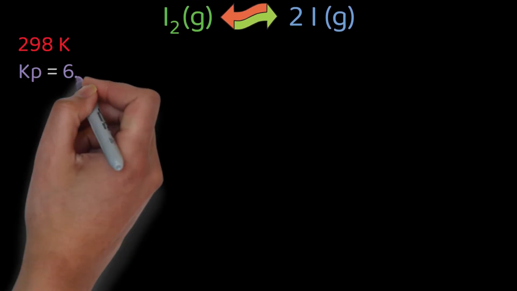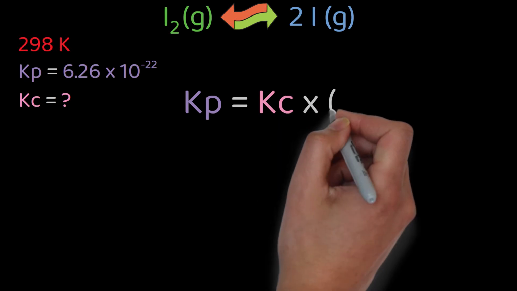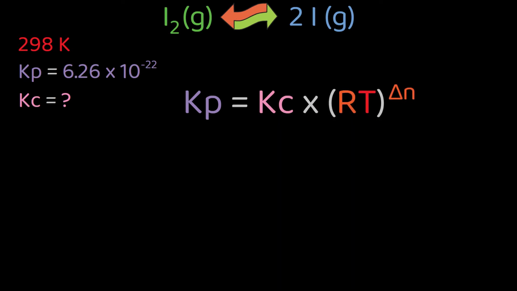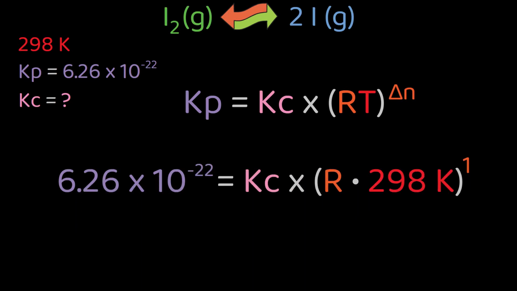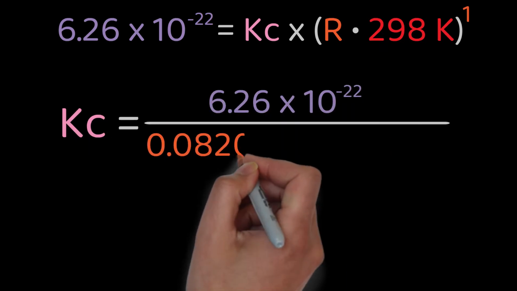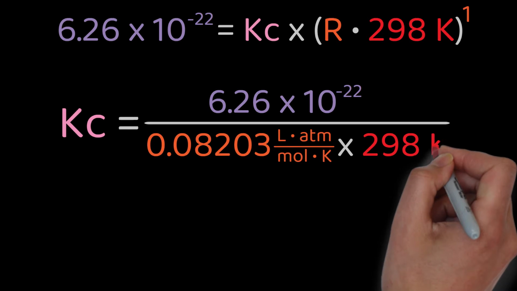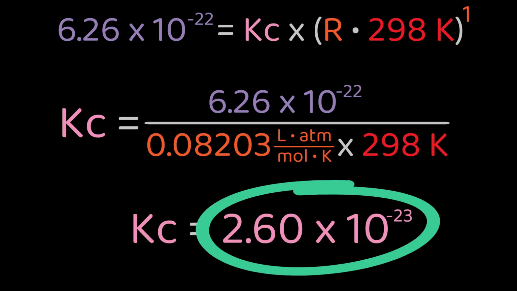Consider this chemical equation. At 298 Kelvin, the Kp for this reaction is 2.26 times 10 to the minus 22nd. What is the Kc for this reaction? We can use our Kp to Kc equation, which also works in the opposite direction if we need it to. We put all this together, along with the appropriate gas constant, and we get that Kc equals 2.6 times 10 to the negative 23rd.